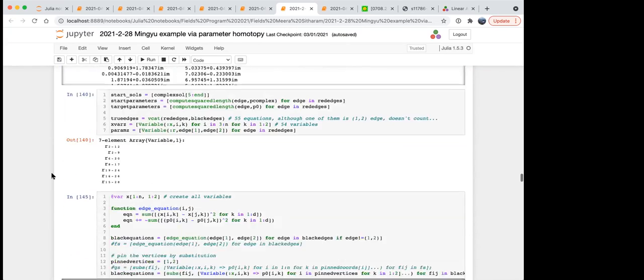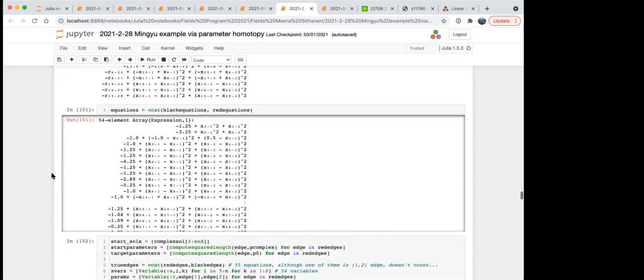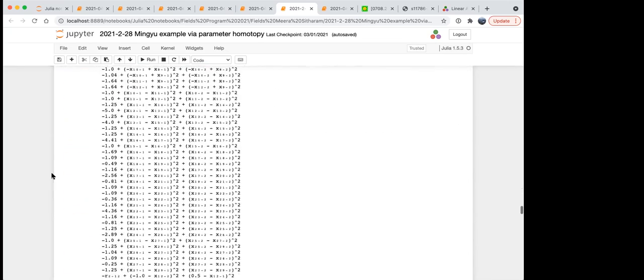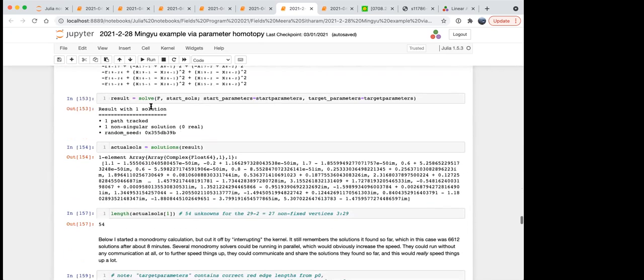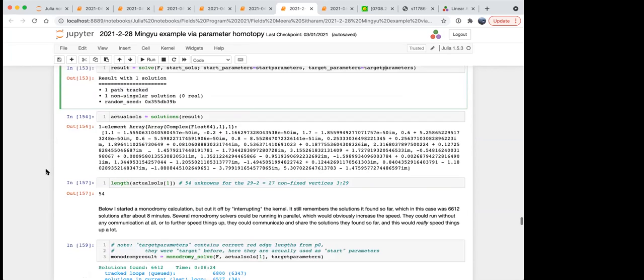A lot of this was just me figuring out how to set up the right equations. And then, here, one path tracked. This was my parameter homotopy. I started from that one start solution, with the start parameters being the garbage, complex valued red edge lengths, and the target parameters being the red edge lengths that were given to us in the original problem. And so then I get the solution.